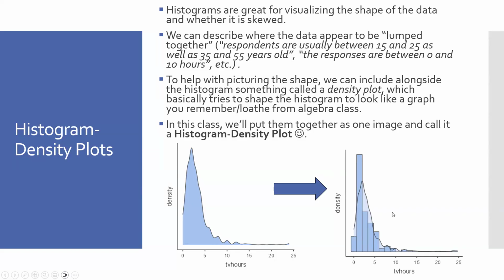What might also benefit us is what's called a density plot. A density plot basically tries to take this histogram and shape it to look like a graph you might remember or even loathe from algebra class. But what's nice is that you can see what ranges hit the highest here and how things seem to taper off when we get beyond 10 hours. In this class, we're going to put them together. We take the density plot, we take the histogram, and we can use Jamovi to do both of them simultaneously and get what we're going to call a histogram density plot. And that gives us two graphs in one. Lots of information.